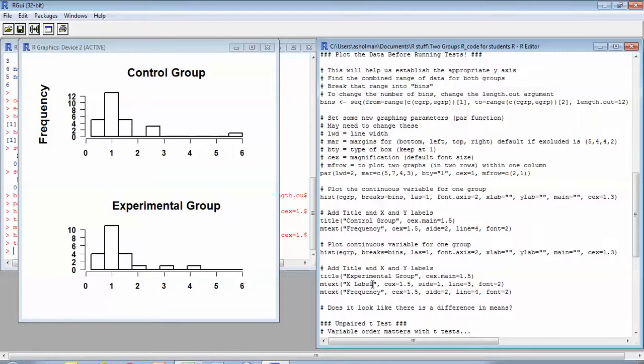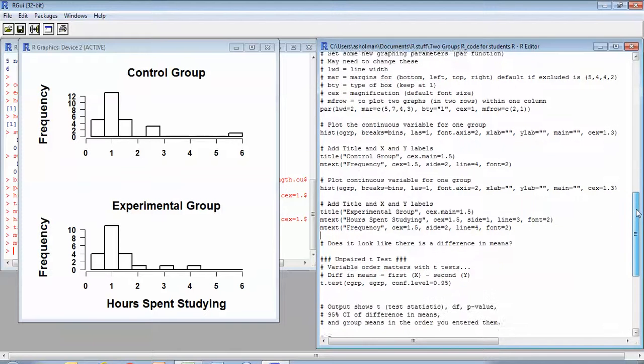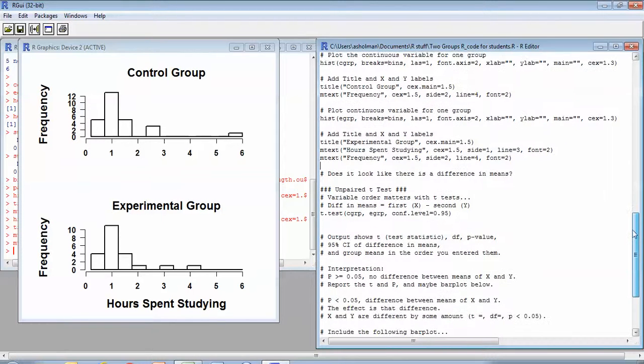And this is just a generic X label, so I will change that to hours spent studying. Run that line and run the final line. So I don't know about you, but these histograms are looking pretty similar to me. I'm not expecting to see a lot of difference in the means of these two populations.